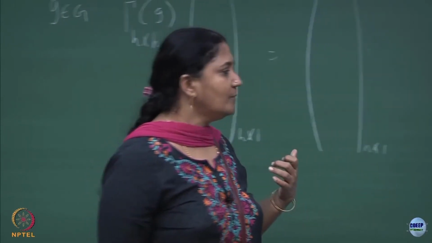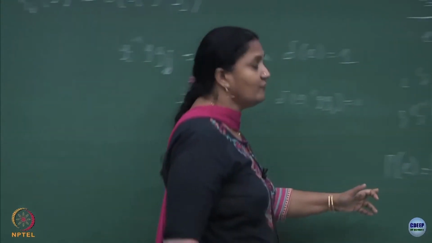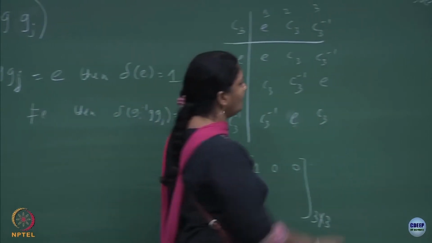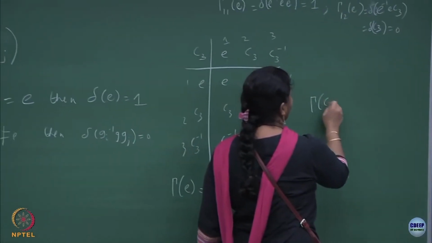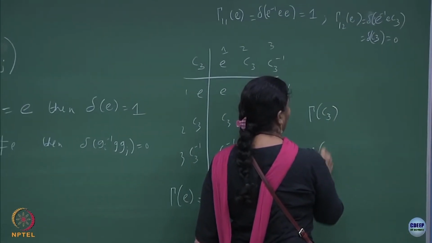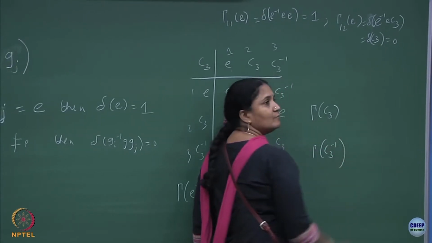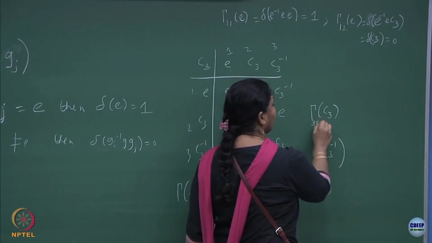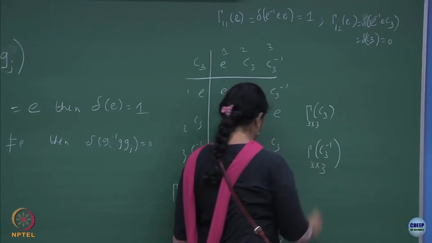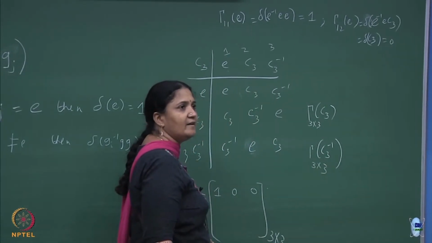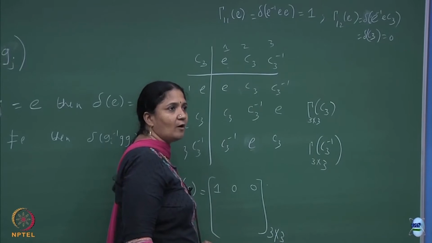Once it is reducible, what do you have to do? So, I have written it only for the identity element. Please do this for gamma of C3, gamma of C3 inverse. All of them will be 3 cross 3 matrices. Please write it out. I have done the identity element, but you can work out the rest and see.